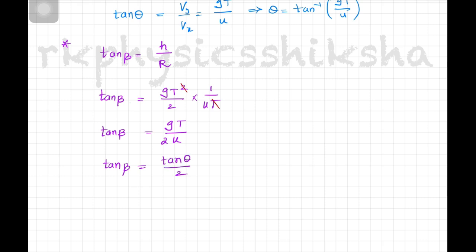So if you are not even provided with the time of flight or initial velocity, you can directly calculate the inclination from the point of projection to the point of striking the ground. The inclination tan beta can be equal to the tan of the angle of striking the ground divided by 2.